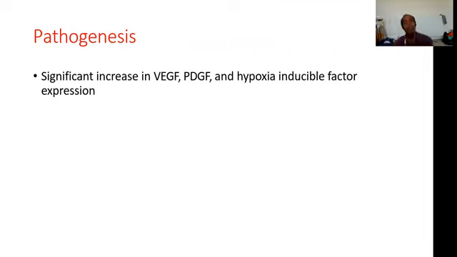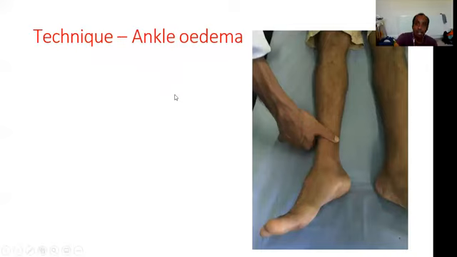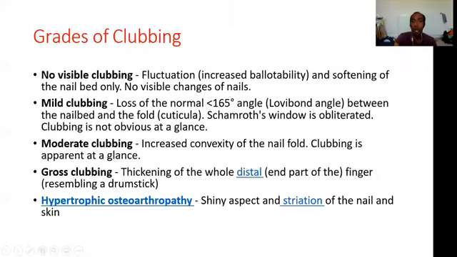So the pathogenesis of clubbing could be due to these types of growth factors and their expression. But very important, remember that the technique of looking for clubbing is very important.